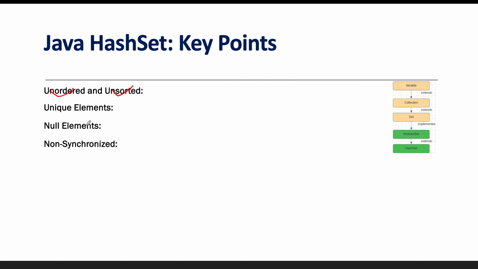Okay, next is non-synchronized. Similar to other collections like ArrayList and LinkedList, HashSet is also non-synchronized, meaning it is not thread safe and we cannot use it directly inside a multi-threaded environment, because non-synchronization means multiple threads can perform operations on a single set. So this is the meaning of non-synchronization.